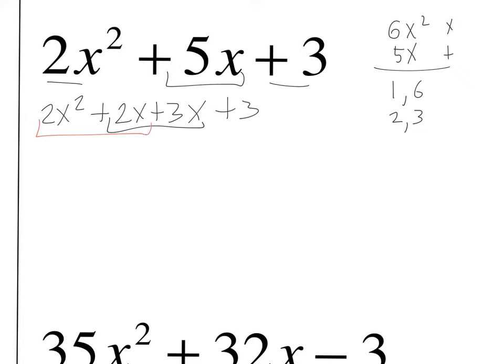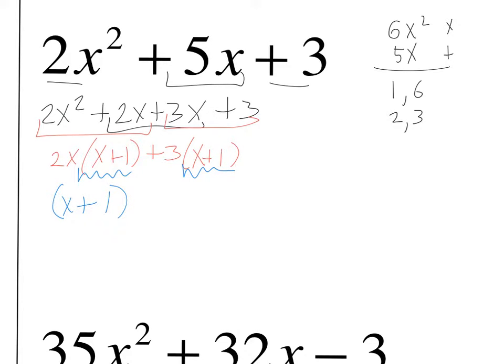Factor the first half. 2x in common, I've got x plus 1 left over. Second half, they've got a 3 in common, and I've got x plus 1 left over. I'm going to factor again. This time I've got x plus 1 in common. So x plus 1 gets factored out, leaving me with 2x plus 3. If you're just asked to factor, your problem is now complete.